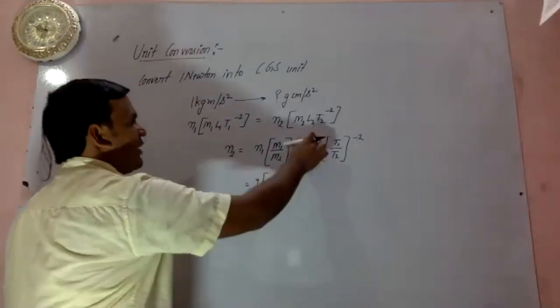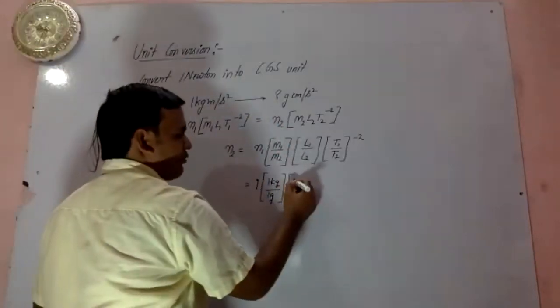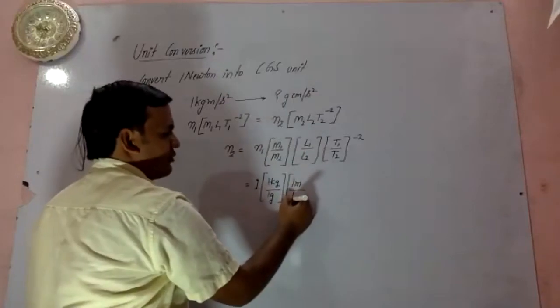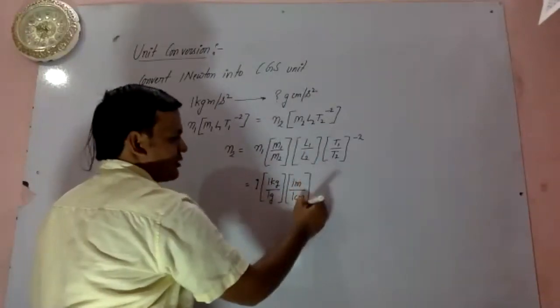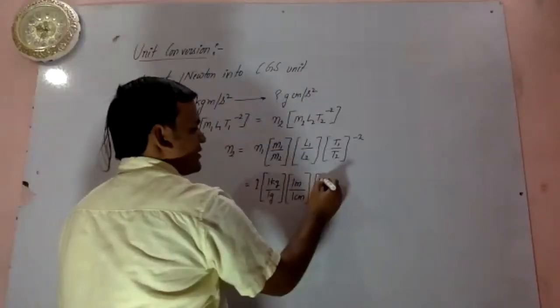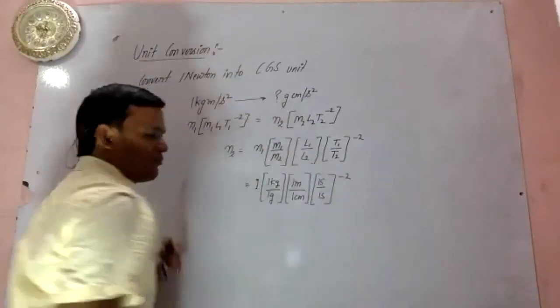In case of L1, you can see from here it is meter. You can write here 1 meter. And L2 is your centimeter. You can write here 1 centimeter. And the time, second, is in both cases. So you will write 1 second and 1 second to the power minus 2.